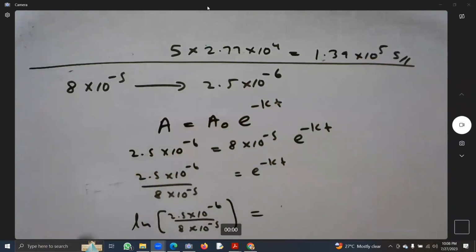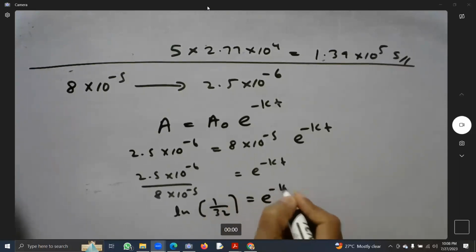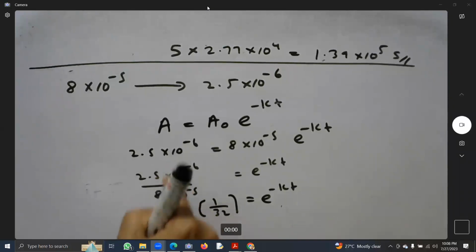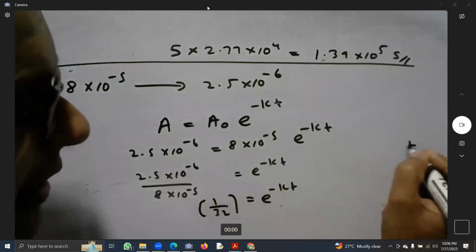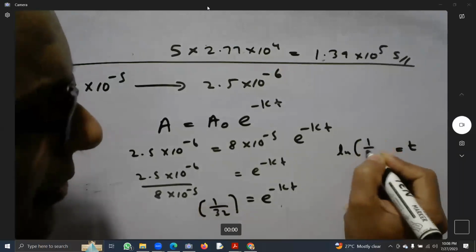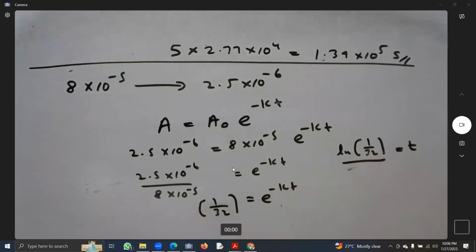Now we are doing it like this. Now this should be divided by, what is this value? As a fraction, I think this will become 1 over 32. ln of 1 over 32 is equal to, sorry, e to the power minus kt is 1 over 32. So I got a negative value. How can it be negative? ln of 1 over 32 should be divided by the k value. The k value they gave in the sum.